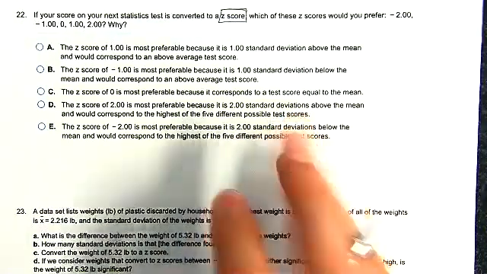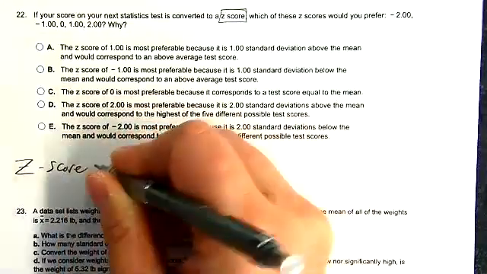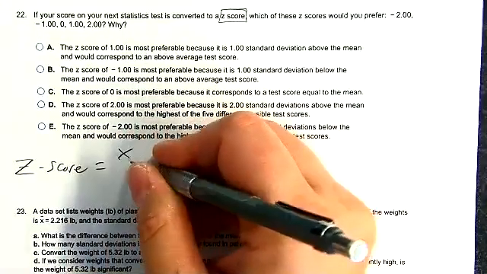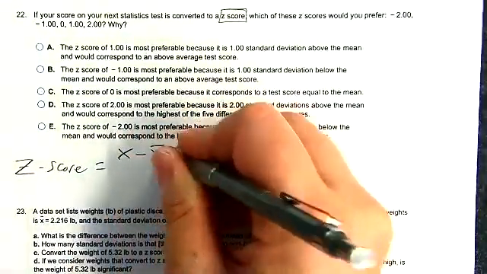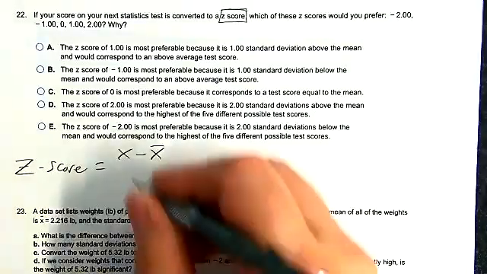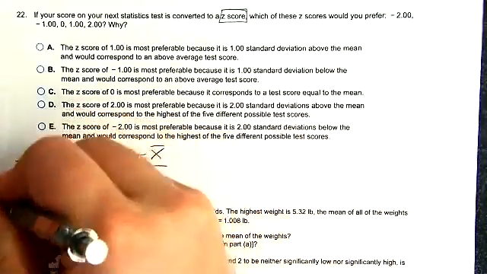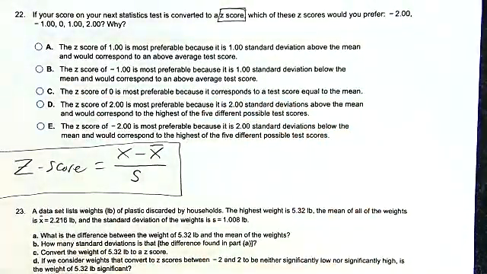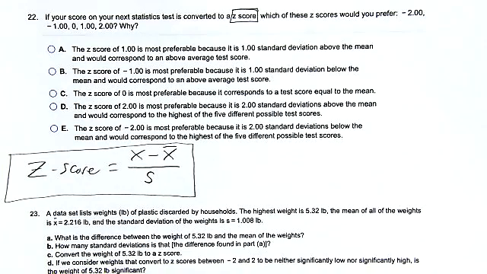So to calculate a z-score, it's equal to your x value, so some piece of data, minus the mean of your data values, divided by the standard deviation s. We will use this formula over and over and over again, and it will become like second nature for us. Very simple to calculate.